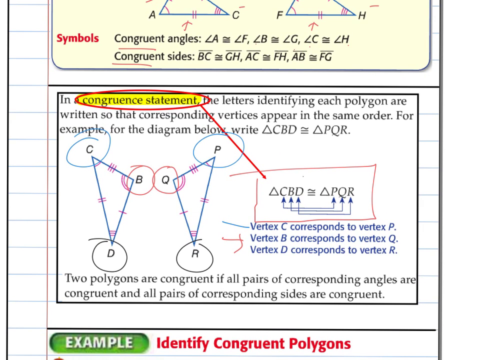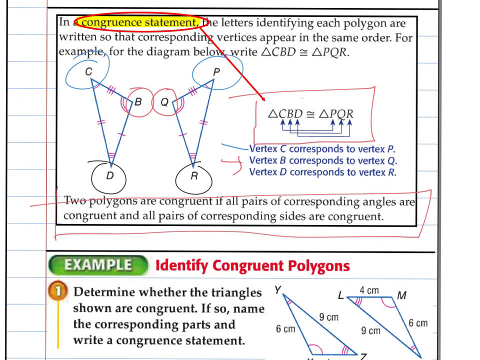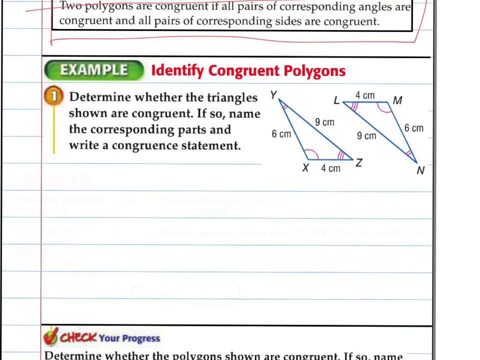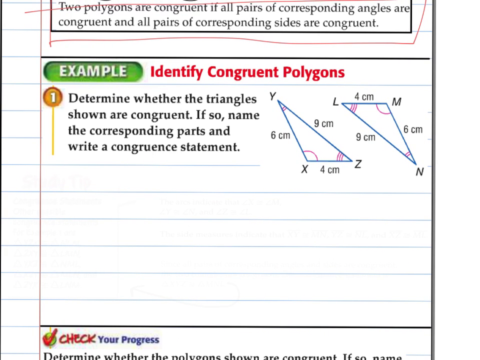Two polygons are congruent if all pairs of corresponding angles are congruent and all pairs of corresponding sides are congruent. Notice that definition keeps coming up. Here we're asked to determine whether the triangles shown are congruent, and if they are, name the corresponding parts and write a congruent statement. There are a lot of different ways depending on how you start. Some of us could do YXZ, while some might start with XYZ. As long as you're consistent, there might be a couple of different ways to write it.